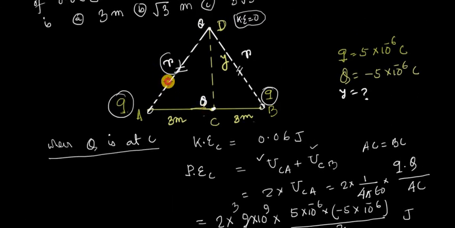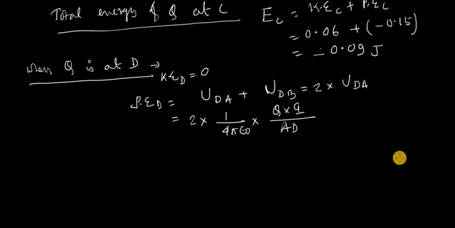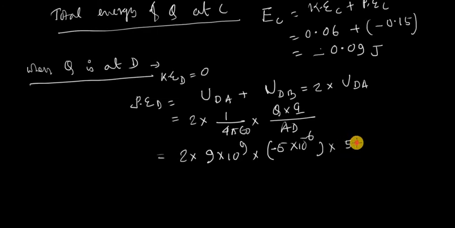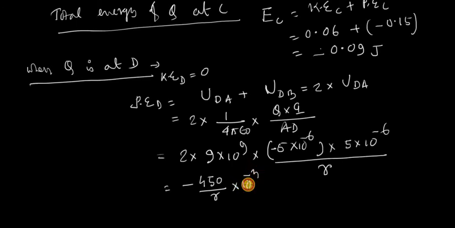So let's put in this value. That is equal to 2 into, this is our 9 into 10 to the power 9 into 5 into 10 to the power minus 6, this is our minus 5, and this is our plus 5 into 10 to the power minus 6, and AD is considered as R. So how much? 5 times 5 is 25, times 2 times 9 is 450, with the minus sign. So minus 450 by R into 10 to the power minus 3. So that is equal to minus 0.45 by R, this much joule.